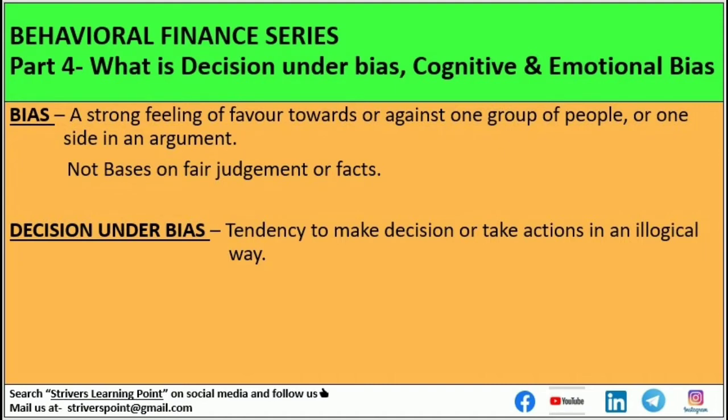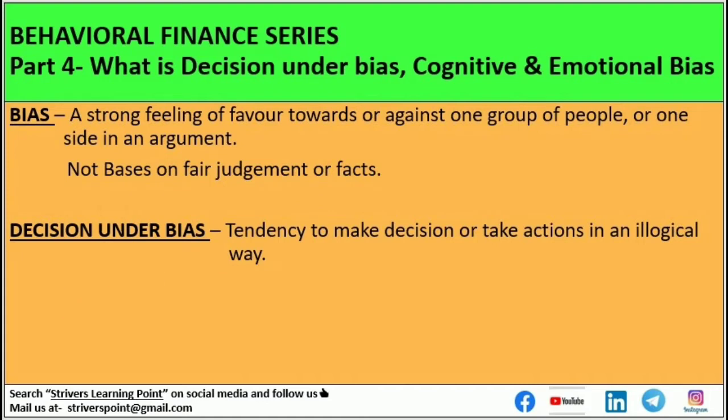So today's topic is about behavioral bias and types of behavioral bias. Let's understand in a very simple process. If I ask you the meaning of bias in a very general reference, bias means a very strong feeling of favor towards or against one thing or one side. So it means you are giving more importance to something and denying the other facts. By doing so, you will not be able to give fair judgment, you will not be able to come to a correct conclusion. And when this bias comes into the decision making process, then it is called decision under bias.